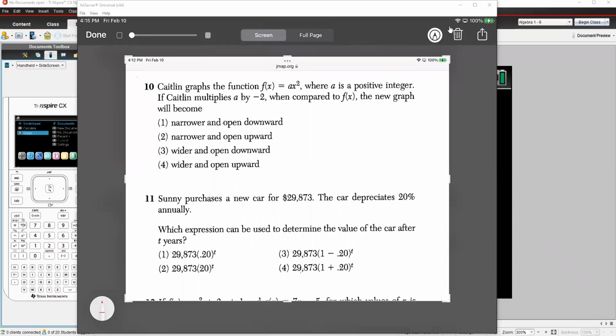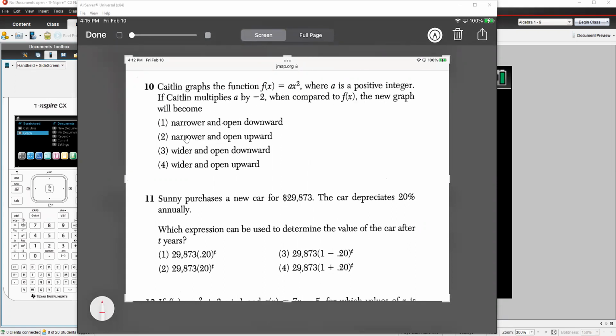Question number 10 from the January 2023 Regents exam. All right, so this one is not that difficult if you know how to graph and you know how to store. So I'm going to show you how I teach my kids, how I want them to do it. It says, Caitlin graphs a function f of x equals a times x squared, where a is a positive integer. If Caitlin multiplies a by a -2 when compared to f of x, the new graph will become, and then we got 4 choices.